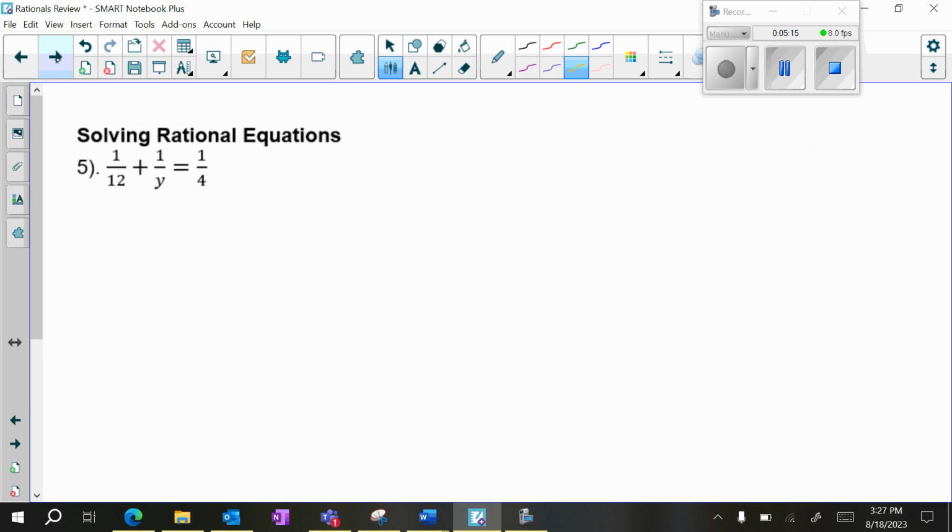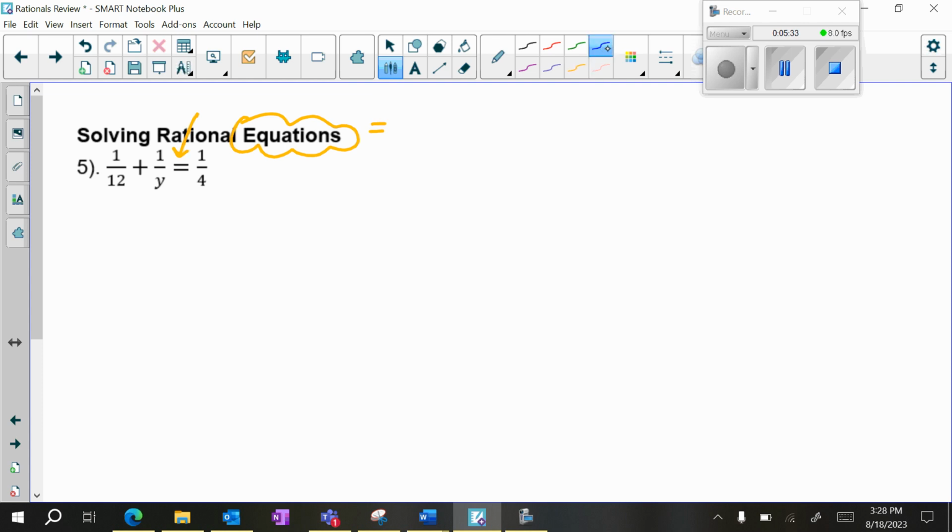Lastly, we're moving on to rational equations. So notice how I now have an equation. There's an equal sign in my question. There are two different methods for solving rational equations. I'm going to show you both, one for number 5, one for number 6. Your choice as to what you want to do.